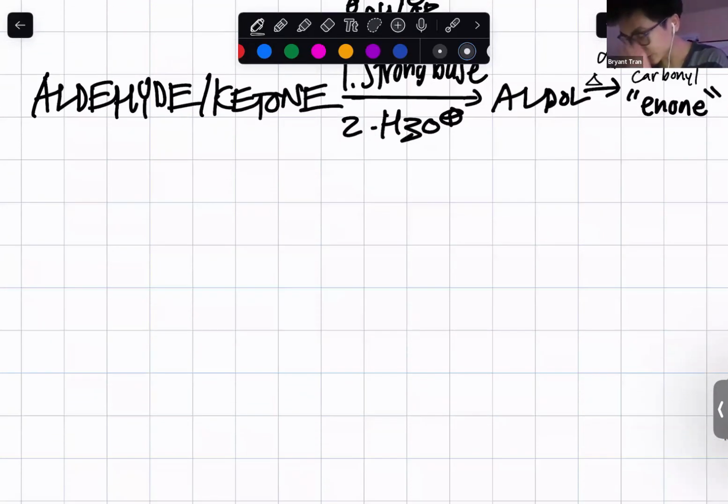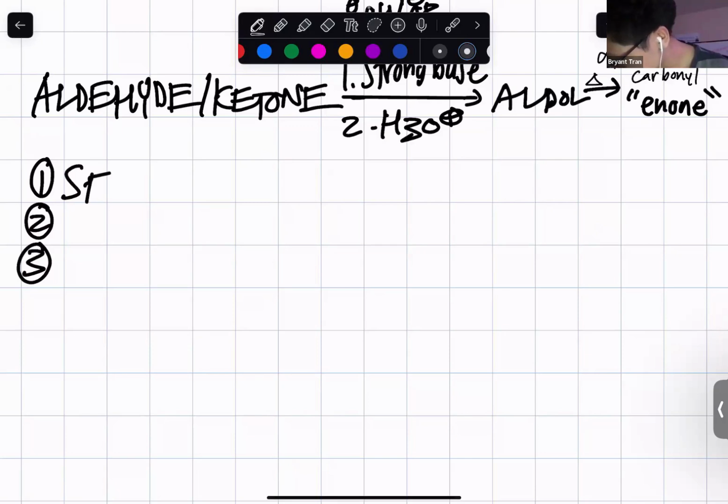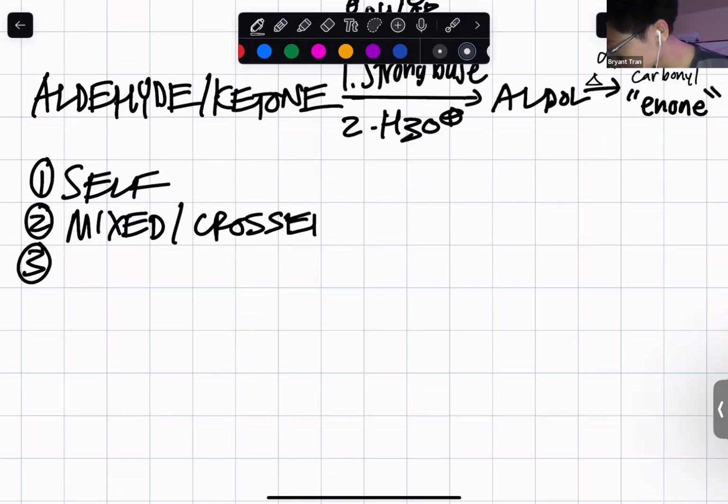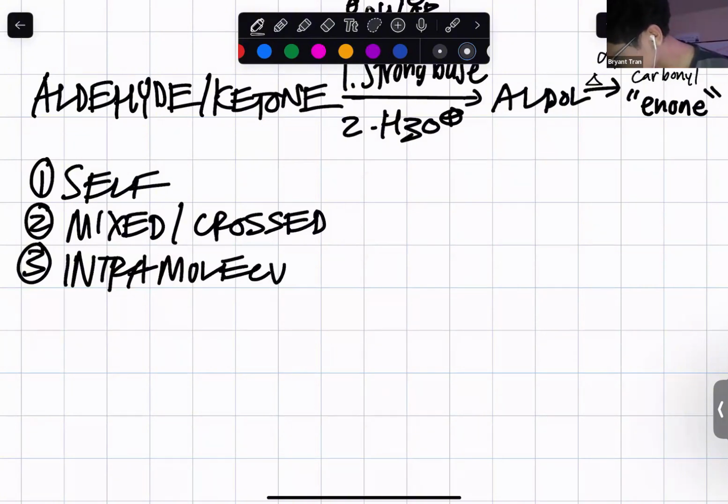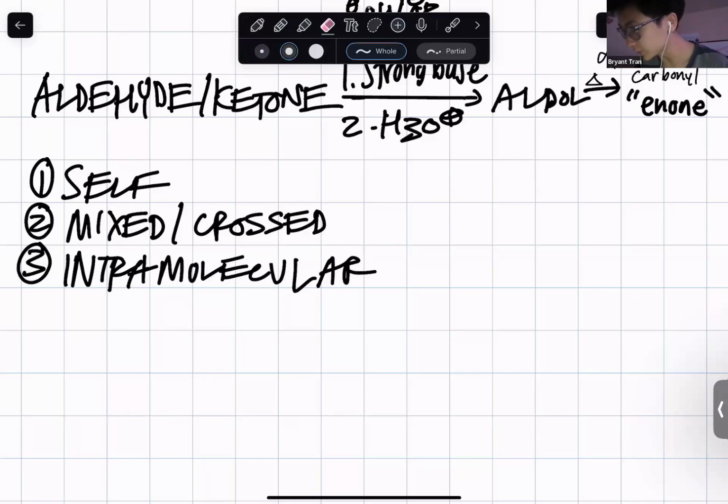Okay, let's get started. There's 3 types of aldol reactions though. There's a self-aldol, there's a mixed or crossed aldol, and then there's an intramolecular aldol. Let's start with the easy one, self-aldol. I'll show you the mechanism, how to predict the product quickly, and then give you guys practice after.